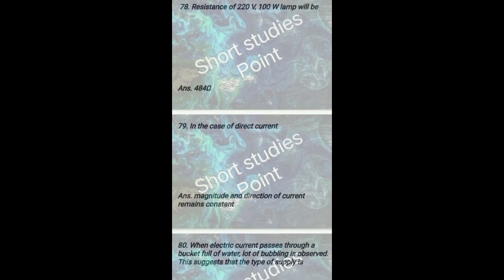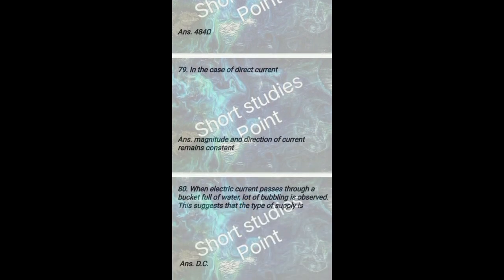Question: In the case of direct current? Answer: magnitude and direction of current remain constant. Question: When electrical current passes through a bucket full of water, a lot of bubbling is observed, which suggests that the type of supply is? Answer: DC.